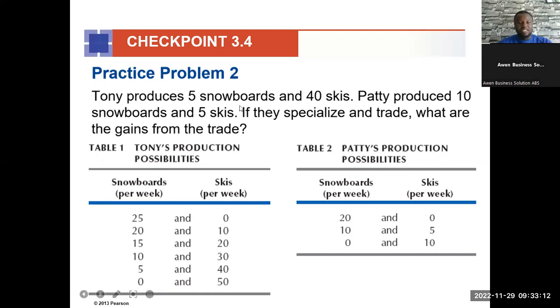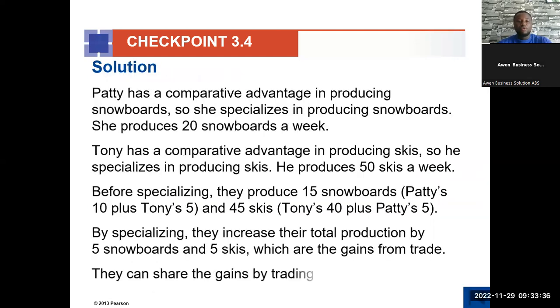It's more than what they were producing. And now, when Patty produces only snowballs, she is producing 20, and that is more than the 15 that they were both producing. So we can see there's an increase in the production of both goods by 5 units. We've moved from 45 to 50, and from 15 to 20. So yes, there's a gain there.